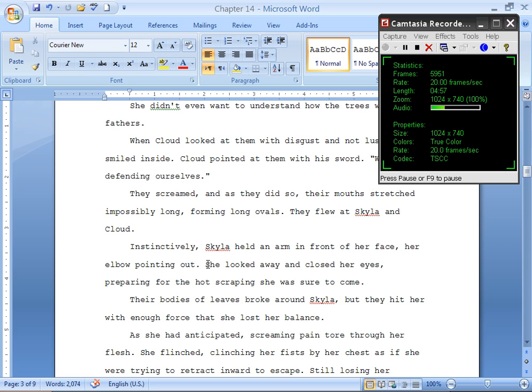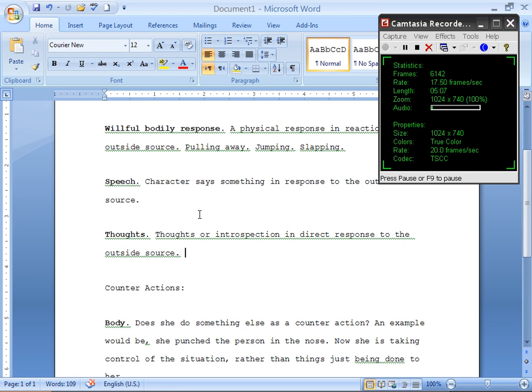But nonetheless, I still had her thought process being represented here as her direct thought process to the action. Okay, the next thing then is counteractions.